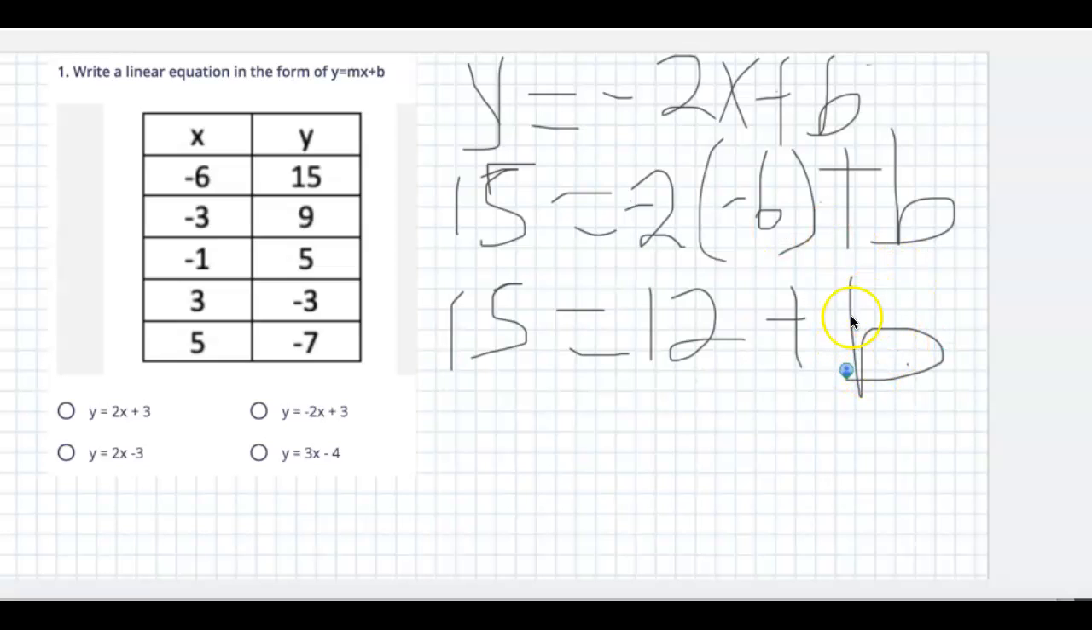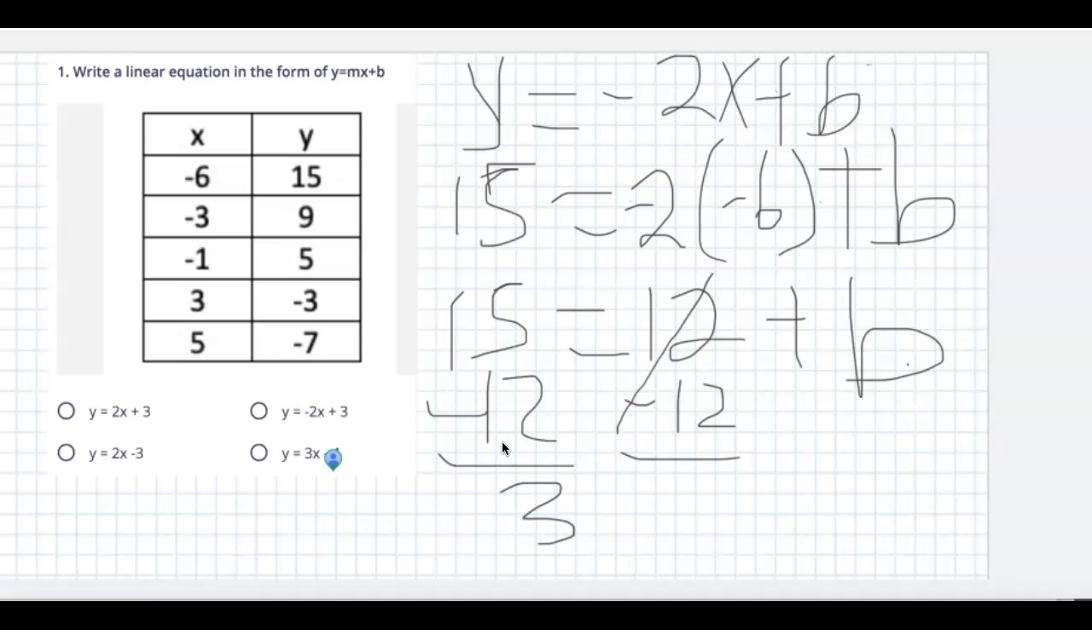Our goal is to find the value of this b. So we need to isolate it by taking the inverse of this. The opposite of a positive 12 will be a negative 12. And I do the same on this other side to balance my equation. So 12 take away 12 is 0, so I can cross it out. And then 15 take away 12 is 3. So now I know b is equal to 3.